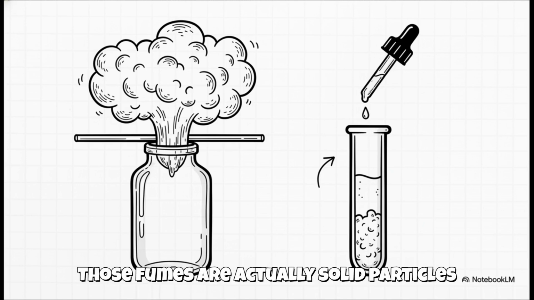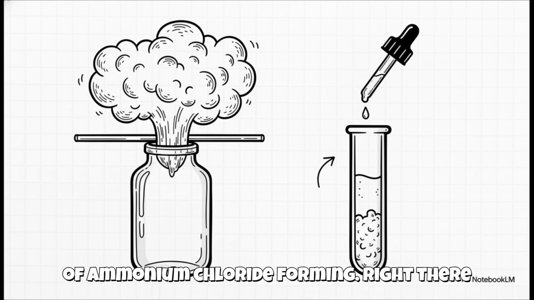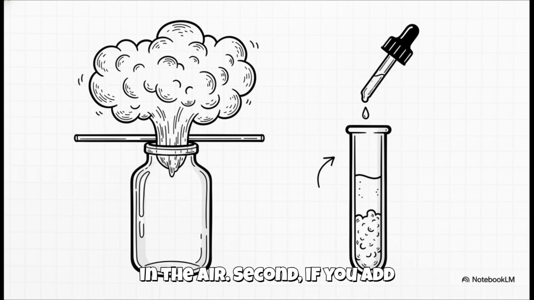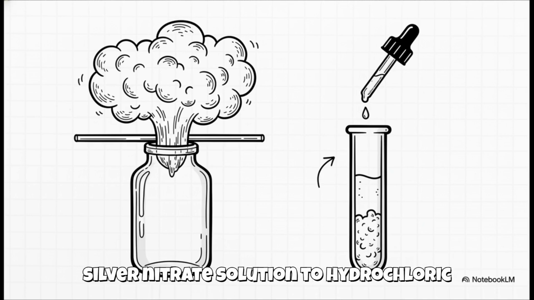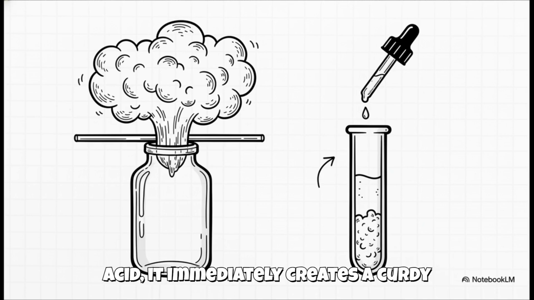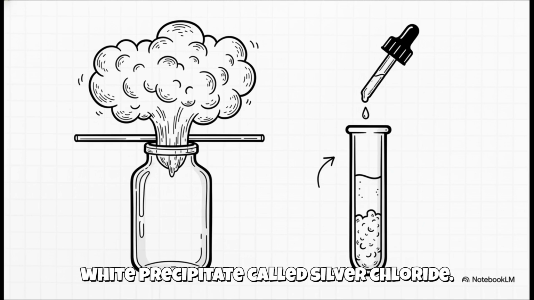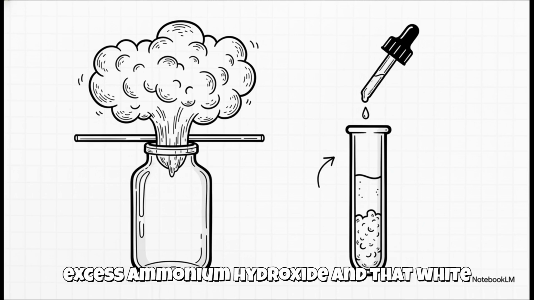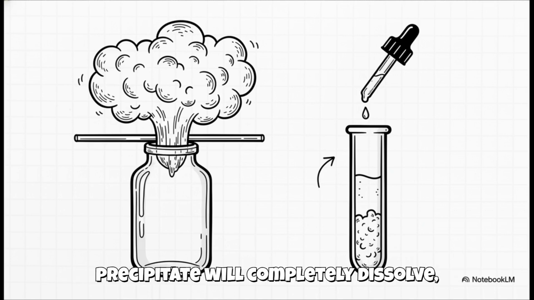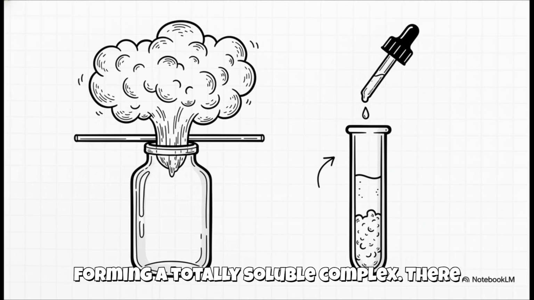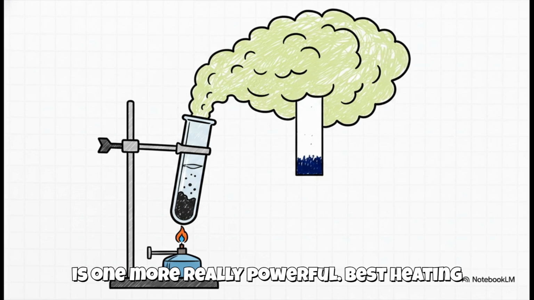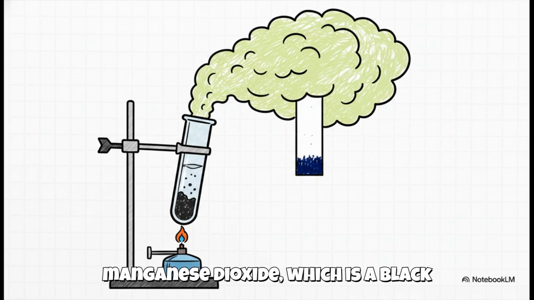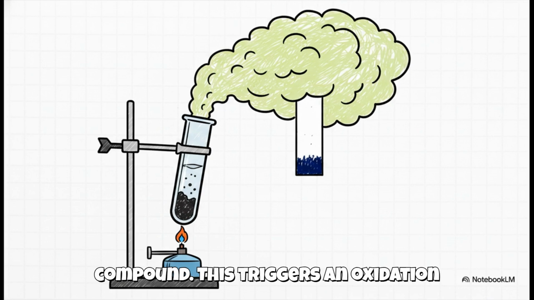Those fumes are actually solid particles of ammonium chloride forming right there in the air. Second, if you add silver nitrate solution to hydrochloric acid, it immediately creates a curdy white precipitate called silver chloride. To definitively confirm it, you add excess ammonium hydroxide, and that white precipitate will completely dissolve, forming a totally soluble complex. There is one more really powerful test: heating concentrated hydrochloric acid with manganese dioxide, which is a black compound.